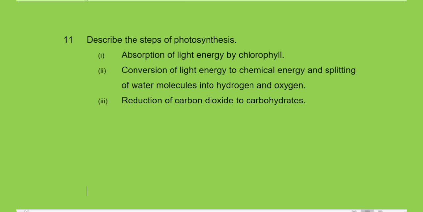Describe the steps of photosynthesis. Photosynthesis has three main events. First, absorption of light energy by chlorophyll, because sunlight is the source of energy. Second, conversion of light energy to chemical energy and splitting of water molecules into hydrogen and oxygen, and this oxygen will be released out and hydrogen will be added to carbon dioxide. So addition of hydrogen is reduction, so reduction of carbon dioxide to carbohydrate is the third step. Carbohydrate is the last product, and the first two steps together are called the light reaction, because this reaction happens in the presence of sunlight, whereas the third part is the dark reaction. It is independent of light.